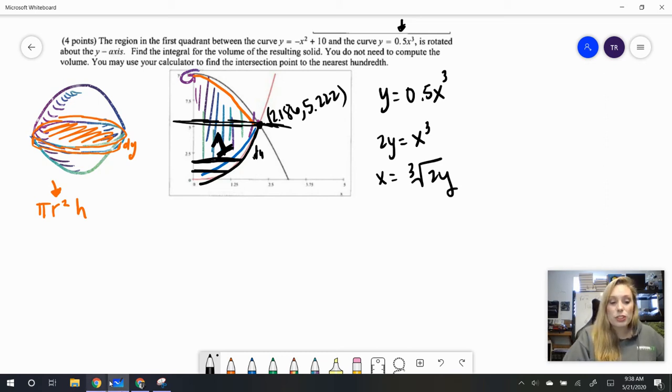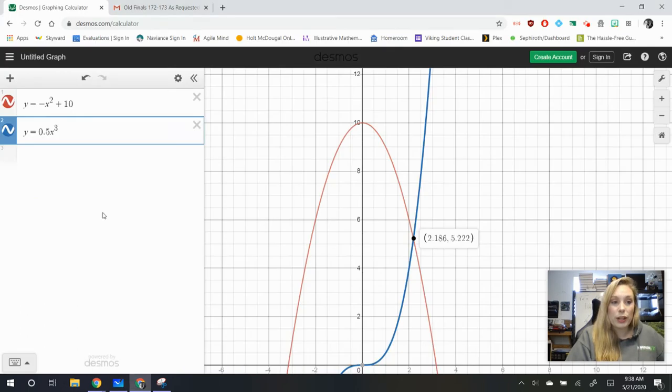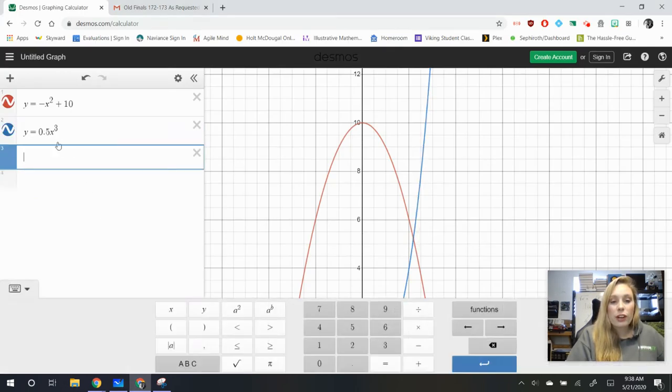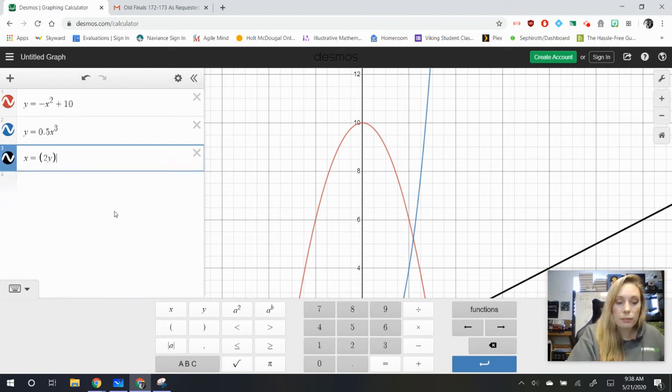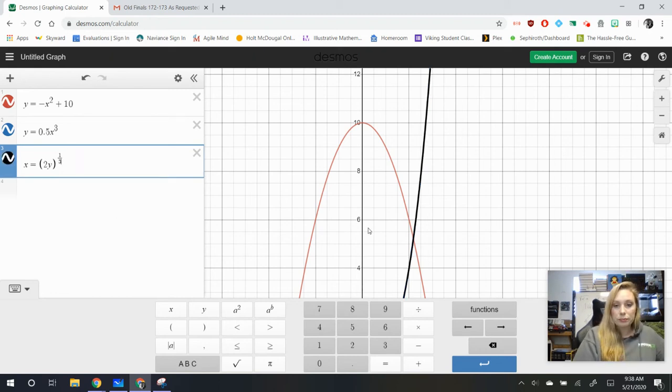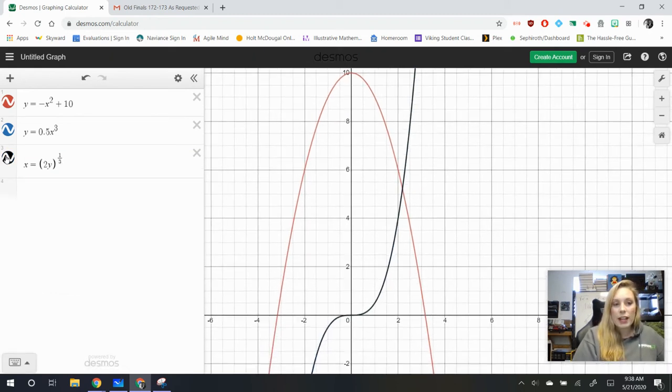Let's go to Desmos and just double check, did we do that correctly? So we're trying to figure out if we rewrote the blue line correctly. And what we said we had was x equals 2y to the power of 1/3, or the cubed root of 2y. And what I notice is that that line does fall directly on top of the other one. So I know that I rewrote it correctly.